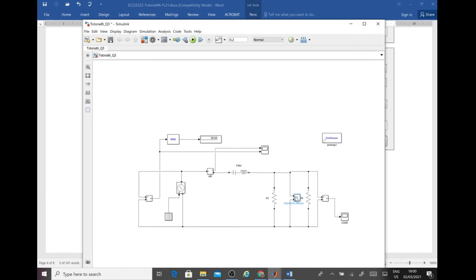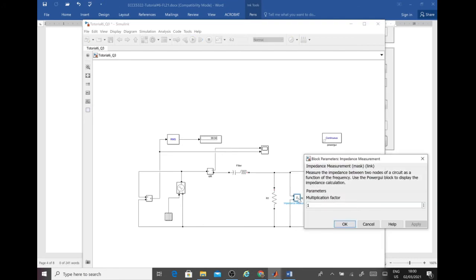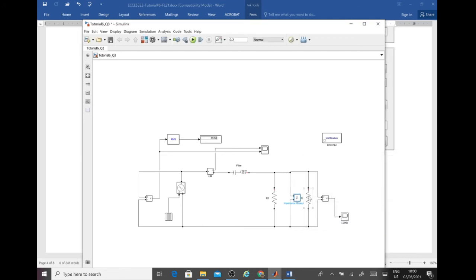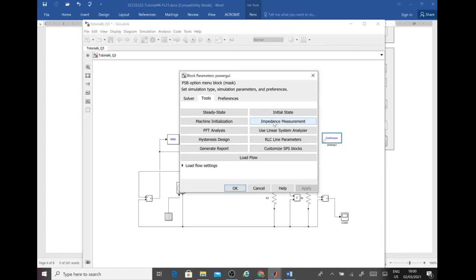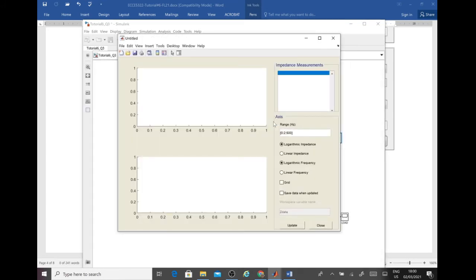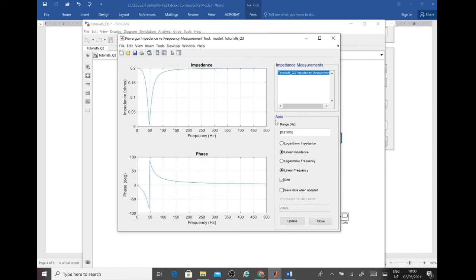okay. So what we have in MATLAB is what we call impedance measurement. So you just need to put that measurement in parallel, let us say at the load, if you are interested to find the impedance of the system, and that will give you the result. So once you finish the simulation, again you need to click on this one, go to tool, and you will find over here impedance measurement. Okay, and then you can obtain the waveform of the impedance.